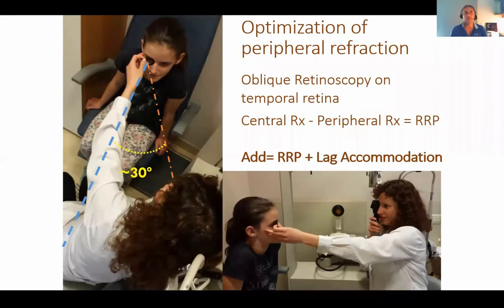If we measure in the central axis of vision, we have neutral refraction or plus, so the child is perfectly corrected in the straight line. We need to find, at 30 degrees in the temporal retina, myopia. That will tell us we moved the image shell in front of the retina, and we will have good results in the future for myopia control.